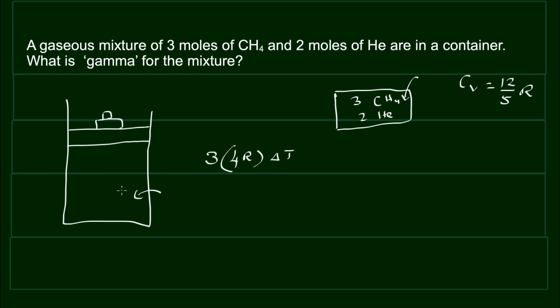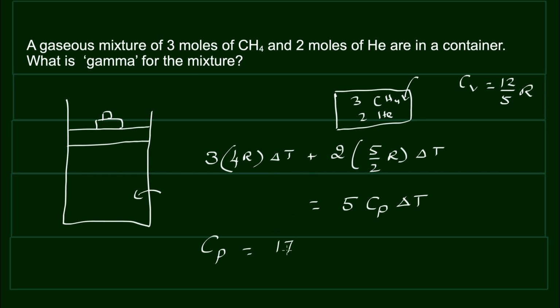That's the amount of heat absorbed by methane, plus the amount of heat absorbed by helium, which is 2 times... Cv for helium, a monatomic gas, is 3 by 2R, Cp is 5 by 2R, times delta T. That is equal to the total number of moles, 5, multiplied by the effective Cp for the mixture, times delta T. So solving this for Cp, we get 17 by 5 R.